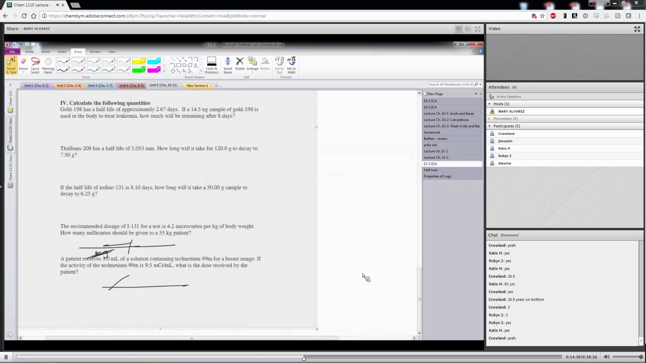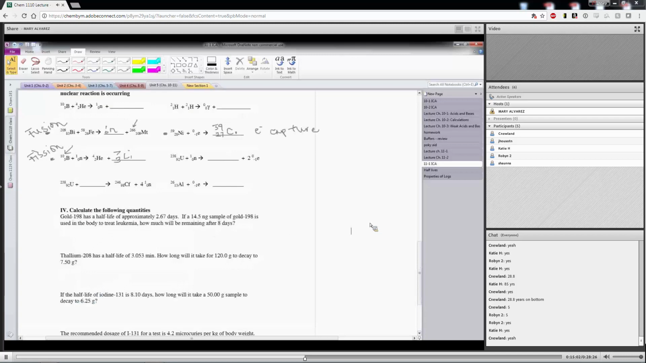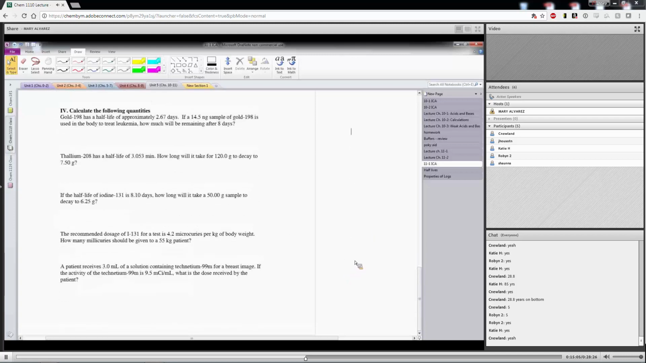Okay. So here we go. Gold 198 has a half-life of approximately 2.67 days. So 1 half-life equals 2.67 days. All right. A 14.5 nanogram sample is used. So my original amount is for leukemia treatment. How much will remain after 8 days? What will be left after 8 days?